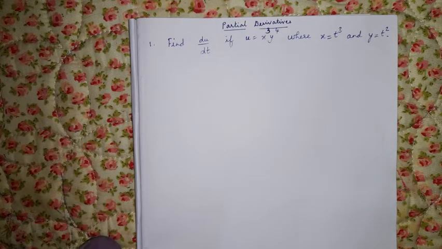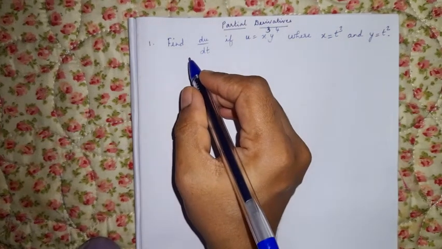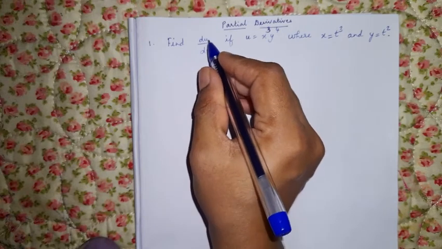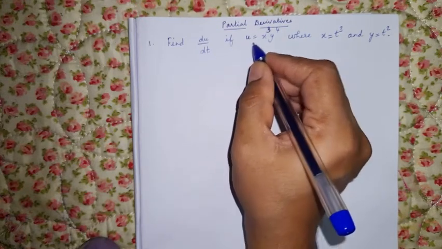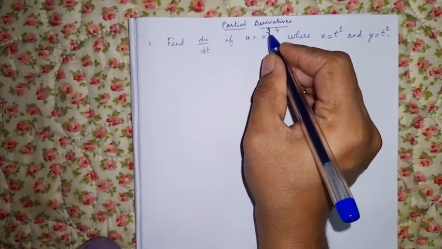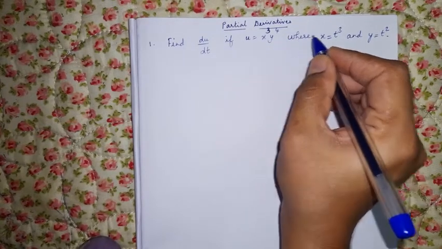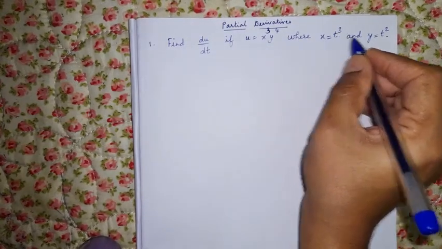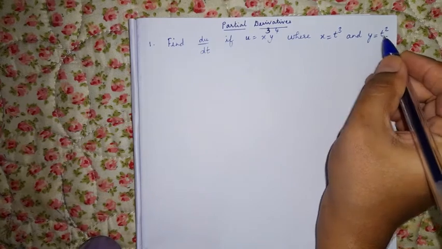In this video, we'll be seeing about the problems under partial derivatives. First problem: find du by dt if u is equal to x cube y power 4, where x is equal to t cube and y is equal to t square.